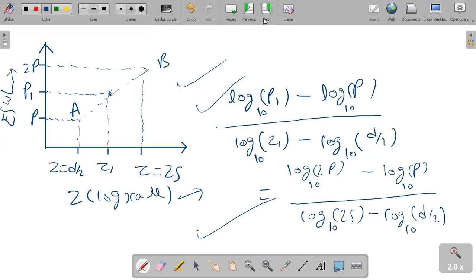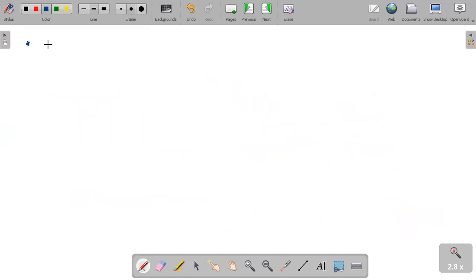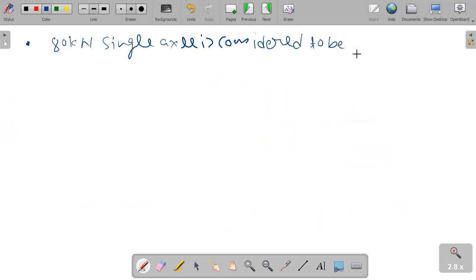Before that, there's one important concept to note: an 80 kilonewton single axle load is considered to be the standard single axle load.